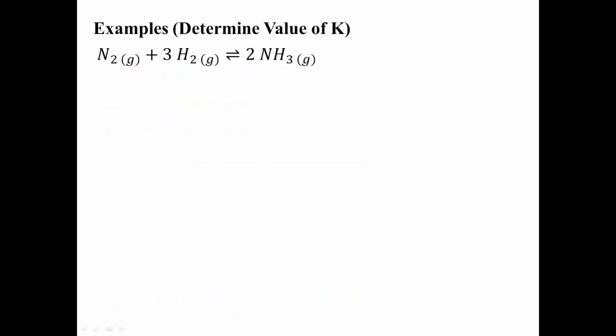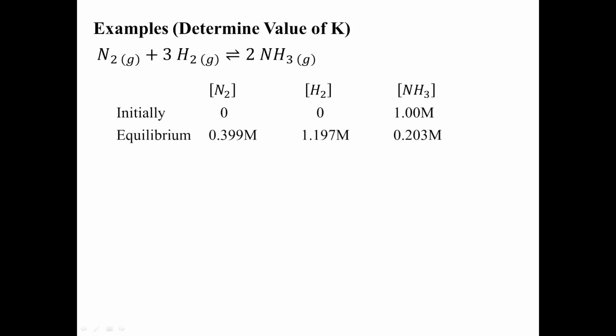Let's say we have nitrogen gas plus 3 hydrogen gas molecules yields 2 ammonias. And so let's say initially we have only 1 molar of our ammonia, and we do an experiment, we measure out what it is at equilibrium, and we find that we have 0.399 molar N2, 1.197 molar H2, and 0.203 molar NH3.